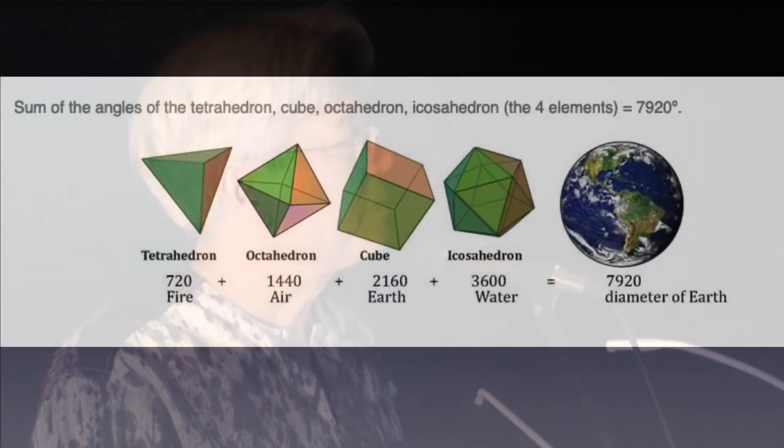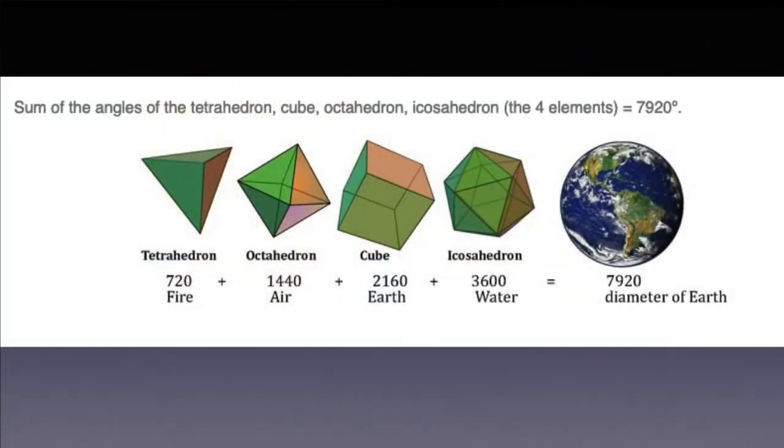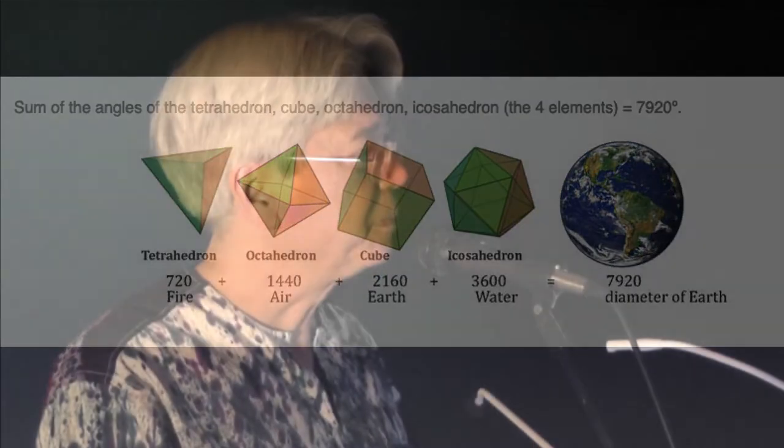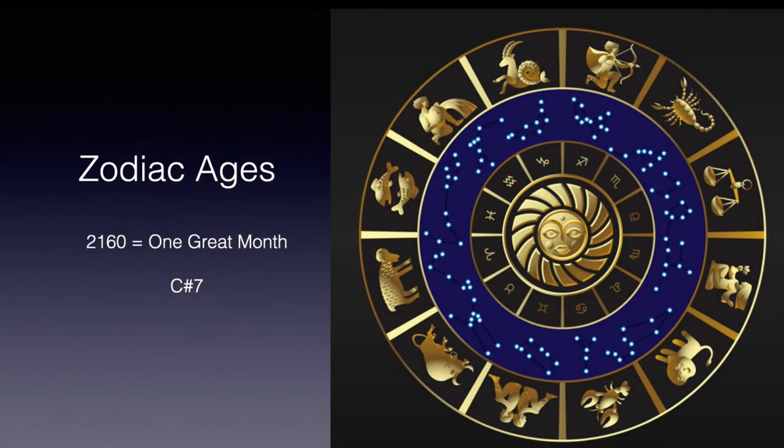If you really look at some of these numbers, you'll find them in natural processes, and also numbers like the diameter of the Earth, 7920. So we have not only the larger processes and diameters of the Earth, but you'll hear these in some of the frequencies that we play today. And there's that 2160 again, which is a C sharp. It's one great month in the zodiac.